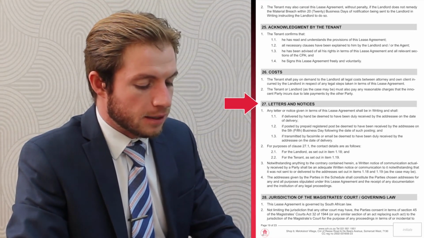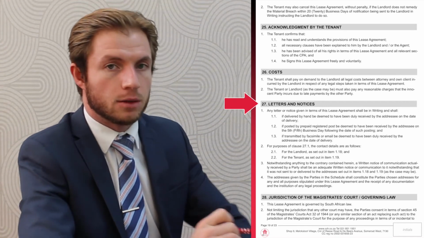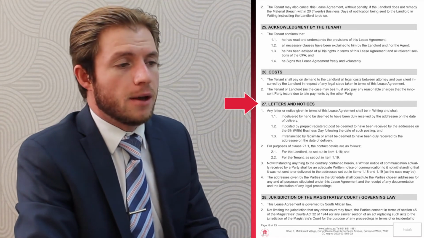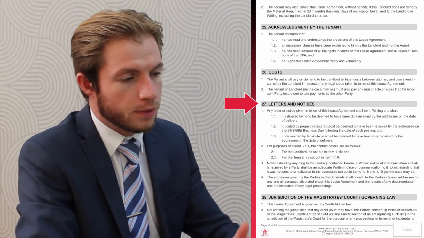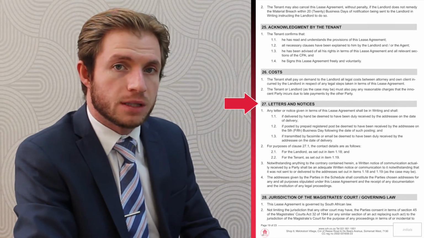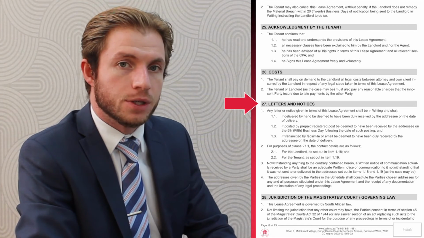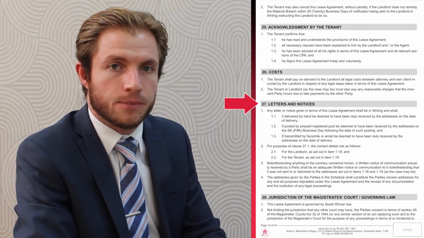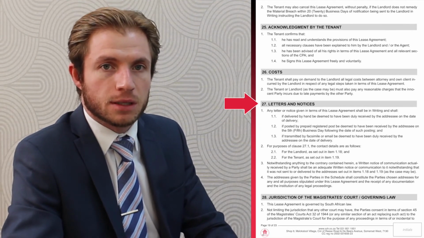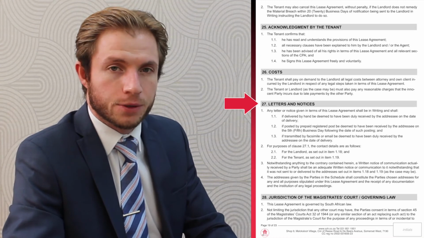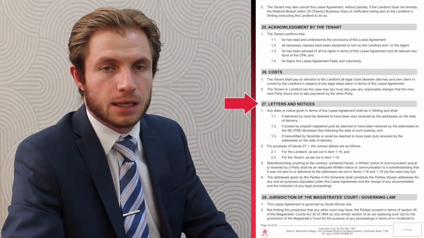Clause 27, letters and notices. If you, the tenant, would like to place the landlord in breach, say there is a broken geyser, and you need to have it fixed as soon as possible, you need to inform the landlord. If he refuses to do that, you can cancel the lease agreement after giving him a certain amount of days to rectify his breach. And this is also vice versa. If you fail to comply with your obligations in terms of this lease agreement, let's say for the sake of argument, you fail to pay your rental, the landlord can place you in breach of the lease agreement and subsequently cancel the agreement.